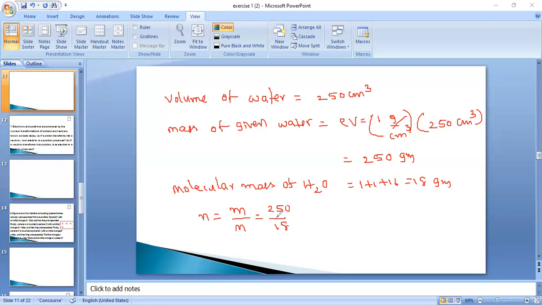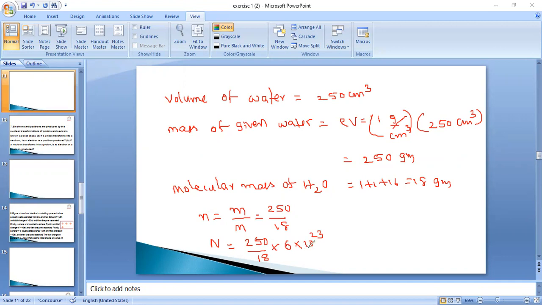Now, to calculate total number of molecules, how many moles are there? 250 by 18 number of moles. And in each mole, there are Avogadro number of molecules. That means Avogadro number you have to write 6 into 10 power 23. This is the value for total number of molecules.